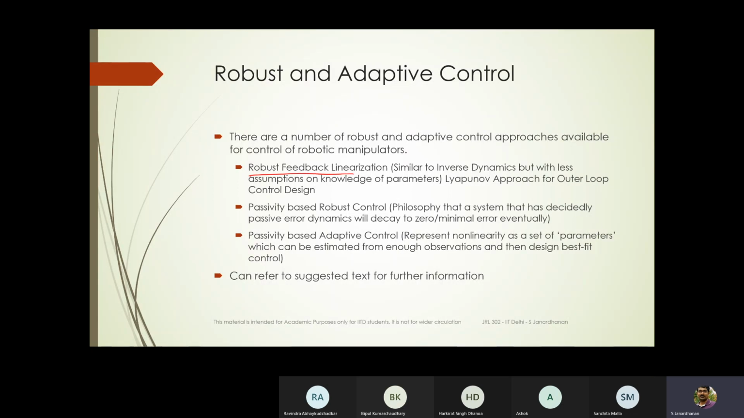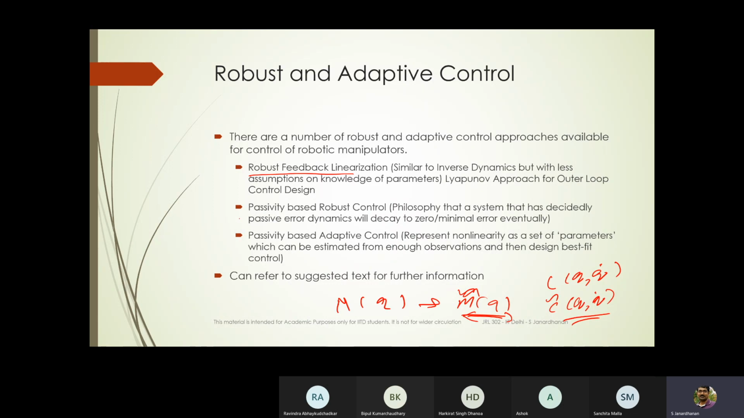One is robust feedback linearization, which is similar to inverse dynamics, but you assume less about the knowledge of the parameters. In inverse dynamics, you had assumed perfect knowledge about the system parameters. Here you assume less. Instead of M of q, you use an estimate of M of q. Similarly, instead of C of q comma q dot, you use an estimate of C of q comma q dot in your control. Using that estimate, a nominal value, you try to tune the outer loop control so that your system becomes stable. The Lyapunov approach is used to ascertain the stability.